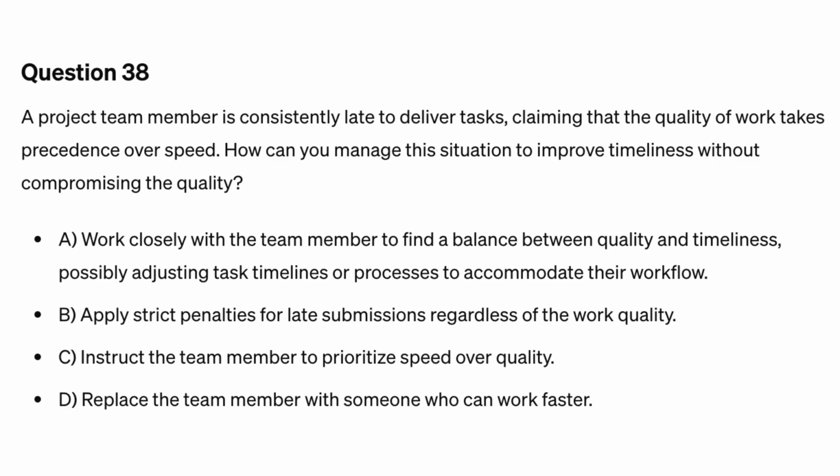Question 38. A project team member is consistently late to deliver tasks, claiming that the quality of work takes precedence over speed. How can you manage this situation to improve timeliness without compromising the quality? A. Work closely with the team member to find a balance between quality and timeliness, possibly adjusting task timelines or processes to accommodate their workflow. B. Apply strict penalties for late submissions regardless of the work quality. C. Instruct the team member to prioritize speed over quality. D. Replace the team member with someone who can work faster.